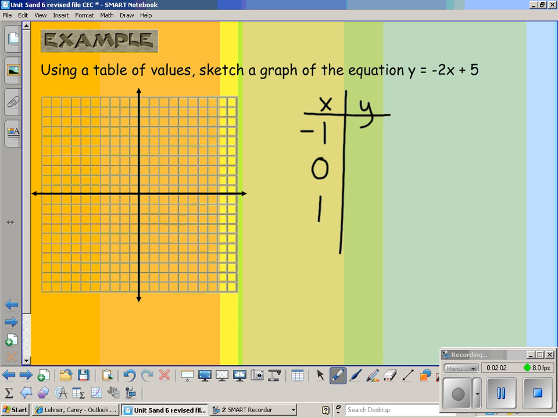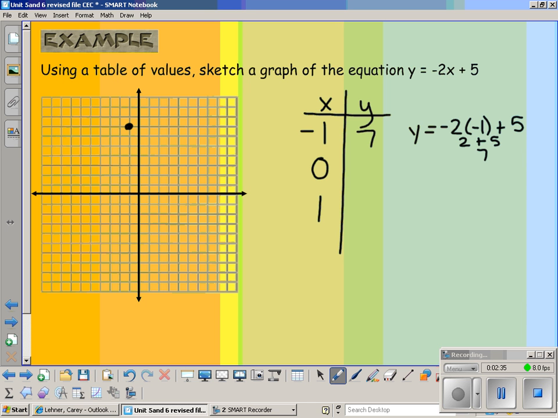Now what you do to find the matching y values is you substitute that x value into the equation. So we're going to substitute negative 1 into x, and now we're going to solve. Negative 2 times negative 1 is positive 2. 2 plus 5 is 7. So our matching y value is 7. And on our grid, we can plot the point that's at negative 1 and positive 7. And there's our first point.